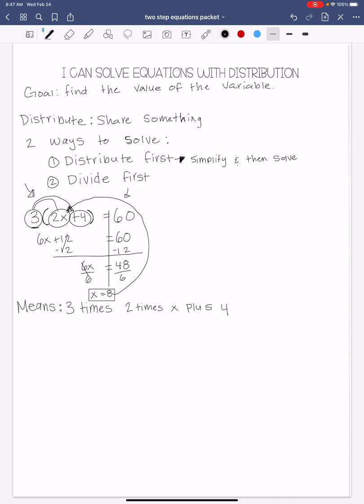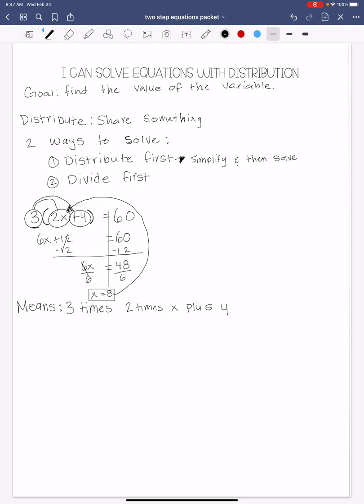So that's when we distribute first. Sorry, I'm going to erase these arrows here. Okay, that's when we distribute first. And now I'm going to show you what it looks like when we divide first.